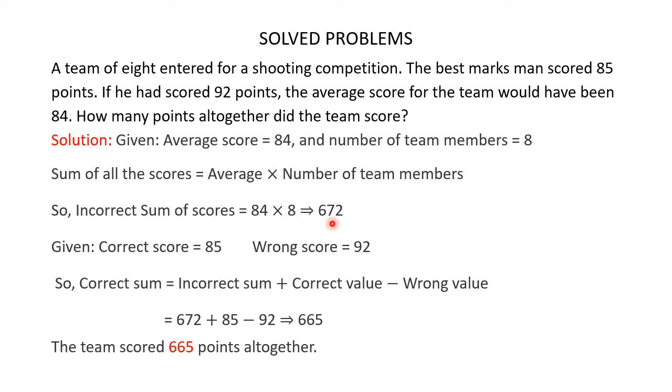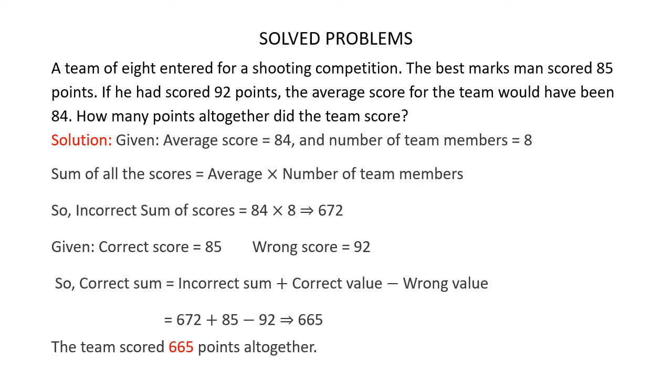if the marksman had scored 92 points, then the average would have been 84. But the marksman had scored only 85. So, since the score of the marksman has been assumed to be 92 while calculating the average, 672 is not the correct sum of scores. 672 is the incorrect sum of scores.